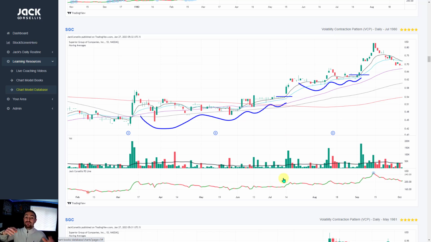So that analogy of wringing out a wet towel, there's no more water coming out of this towel. There is no more supply that is coming to the market. So something to look for.